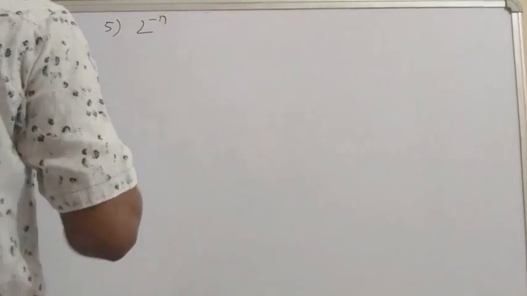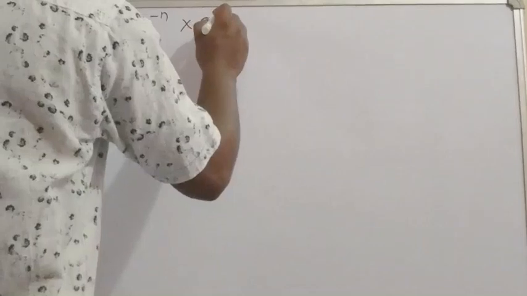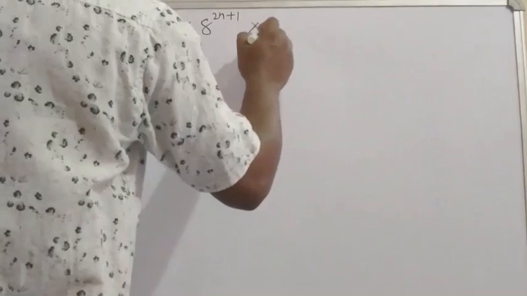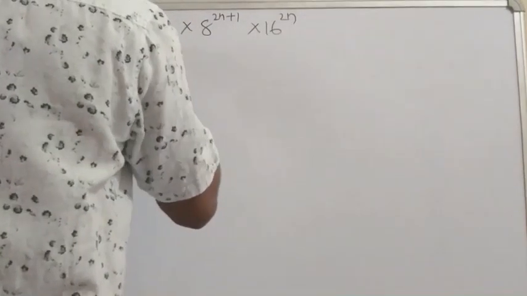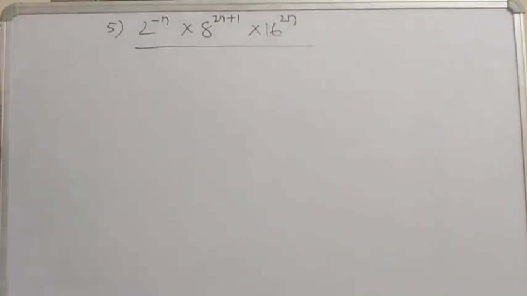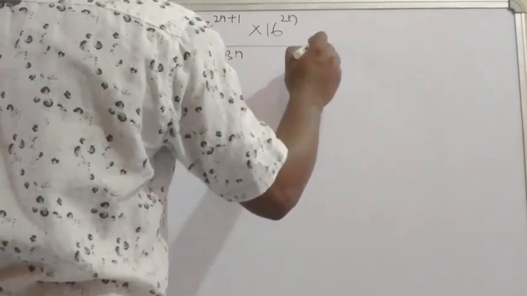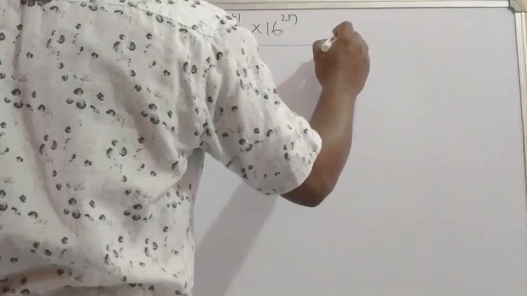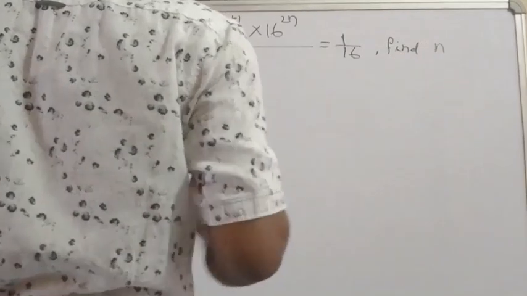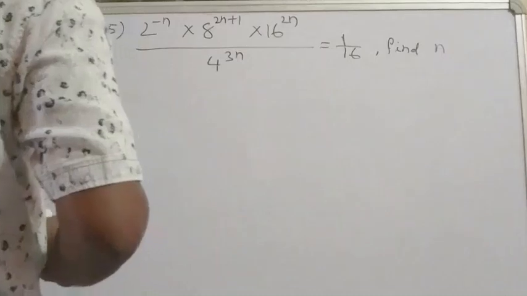2 to the power minus n into 8 to the power 2n plus 1 into 16 to the power 2n divided by 4 to the power 3n is equal to 1 by 16. This is another type of problem. If this is given, find n. Question given to you, so we have to find the value of n.